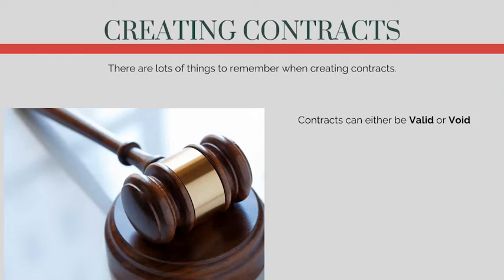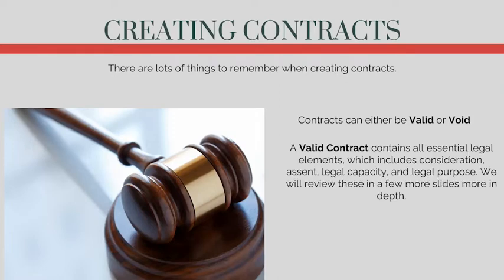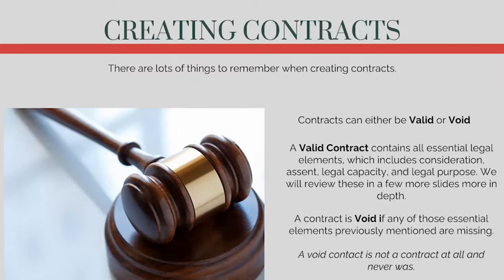Contracts can also either be valid or void. A valid contract contains all essential legal elements, which includes consideration, assent, legal capacity, and legal purpose. Now, we will review these in a few more slides more in depth. A contract is void if any of these essential elements previously mentioned are missing. A void contract is not a contract at all and never was.